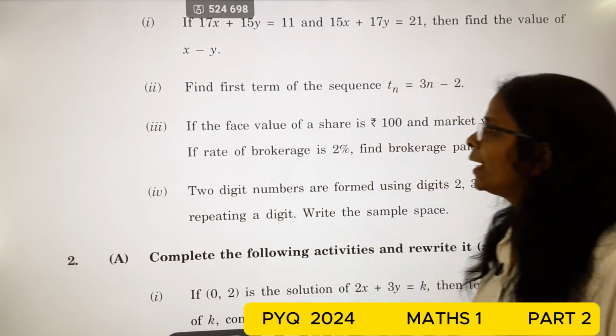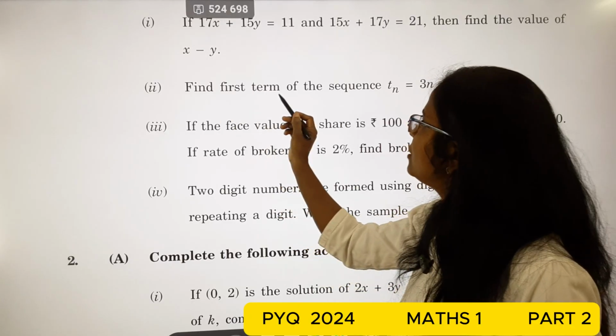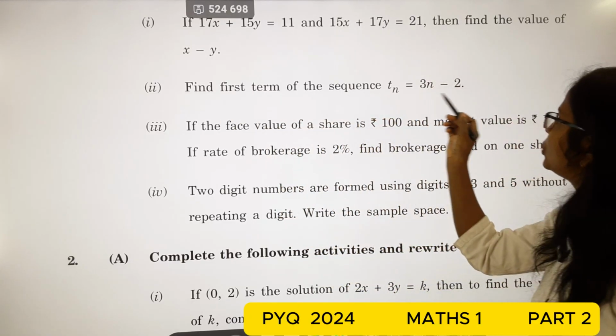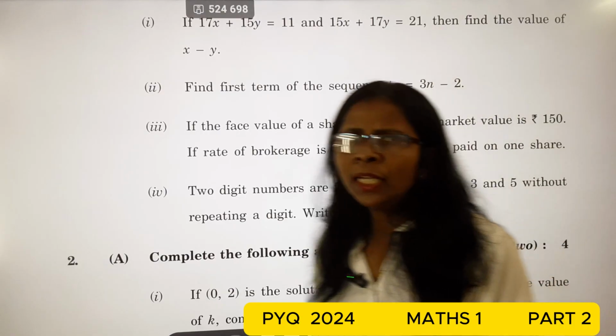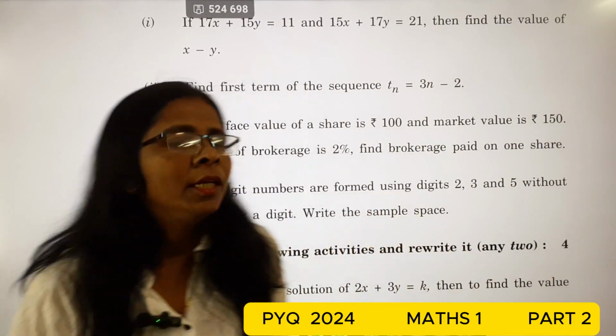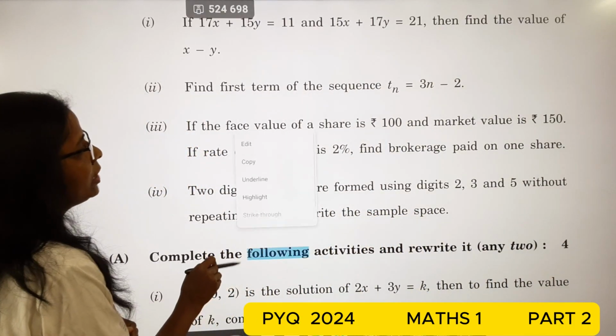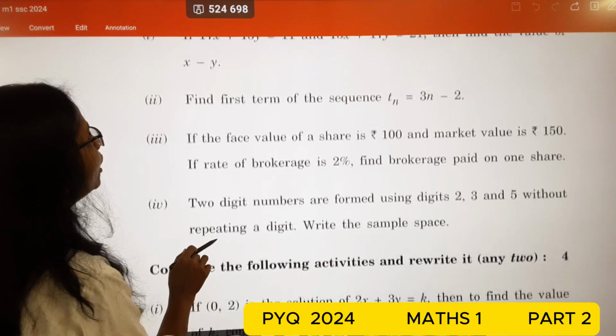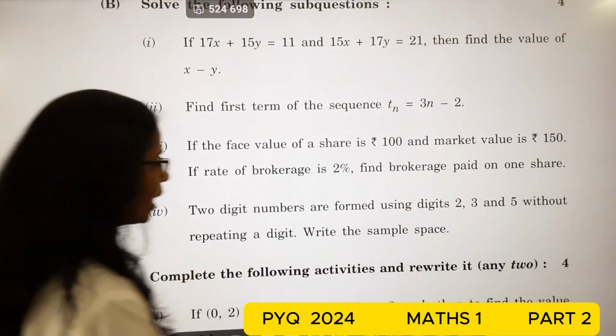Okay, now second example, find first term of the sequence tn is equal to 3n minus 2. See how easy an example is given, students. We have to find out the first term here. See, you have to find the first term.